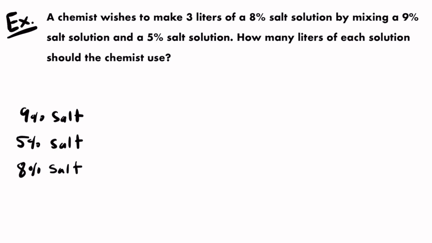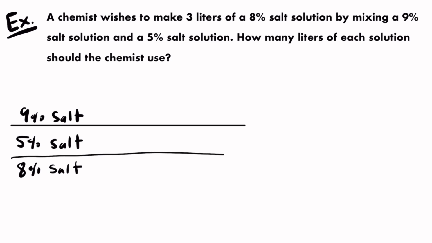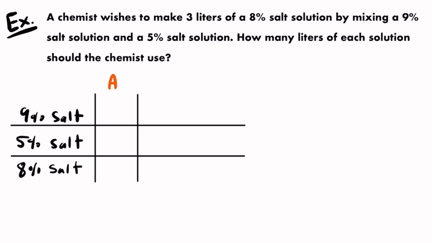Always put the combined solution at the bottom of your chart, but once you have those 3 different solutions written out, then start creating your chart here. In the first column, we will have the amounts for each of those solutions. In the second column, we will have the percent concentration, R, and then in the third column, we will have the quantities of the substances, in this case, the salt, in each of those solutions.